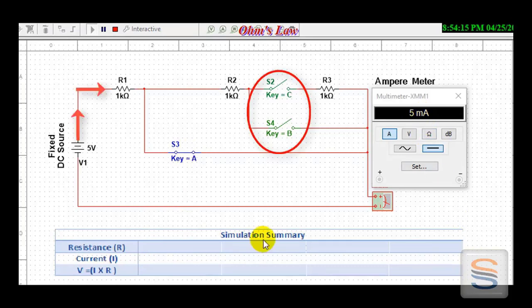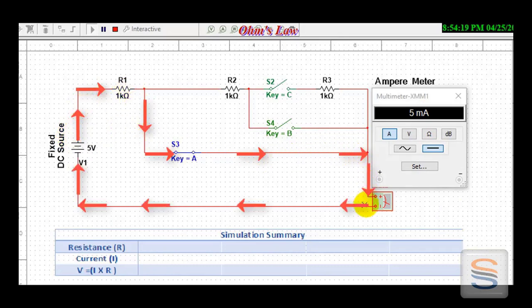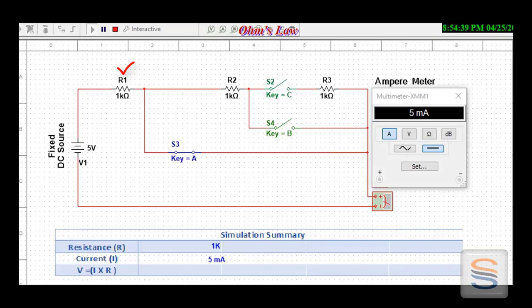Here we can see the amount of current drawn by the circuit is 5 mA and the path of current is as shown by these red arrows. Only the 1 kilo ohm resistor R1 is in the way of this circuit. We see the product of R and I is equal to the source voltage. Now in the second scenario we will close switch B, and switches A and C remain open.